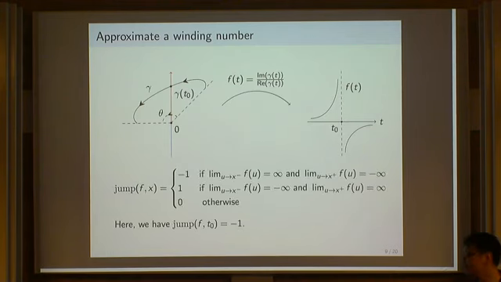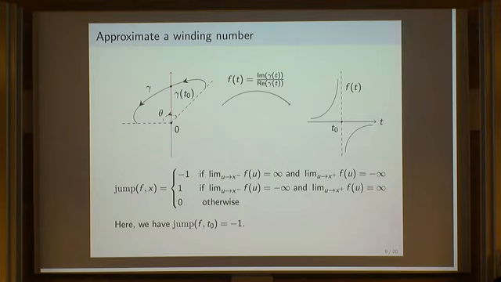So more formally, we can define the function jump. Jump is -1 if f jumps from positive infinity to negative infinity. In the other case, if it goes from negative infinity to positive infinity, it will be 1, otherwise it will be 0. In this case, we have that the jump of f at t0 is -1.